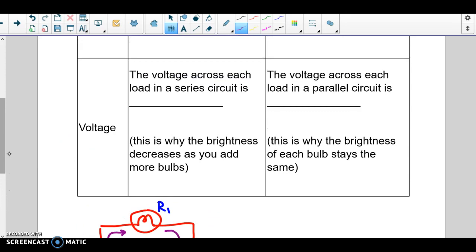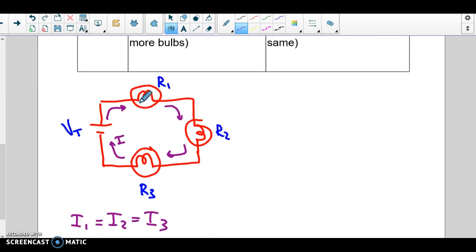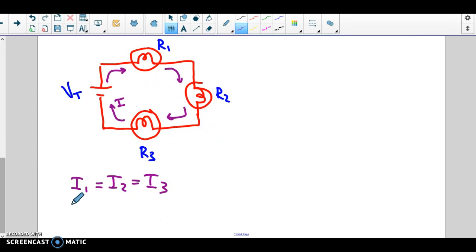Also in a series circuit, the voltage across each load is split, which means that the voltage supplied by the source is divided, not necessarily evenly, between the three loads. That means the voltage supplied by the source is actually a sum of the voltage across resistor 1 plus the voltage across resistor 2 plus the voltage across resistor 3.